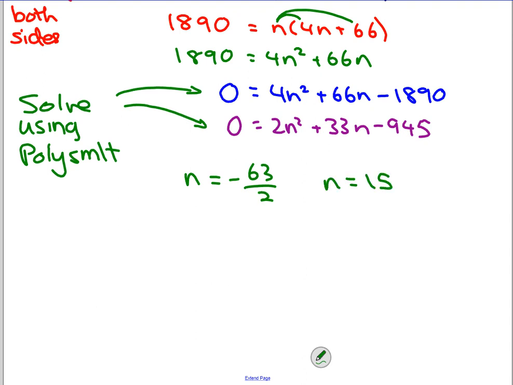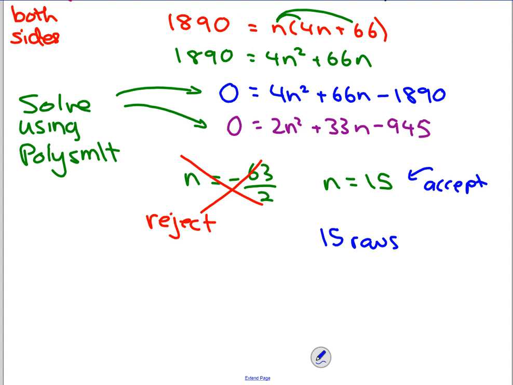So, of course, which one do you end up rejecting? So reject it, as we can't get a negative number of rows, and we'll accept 15 rows. So we'll write accept 15 rows. So to have 945 cabbages in total, and if they follow that kind of progression, like an arithmetic progression, then he would need 15 rows.